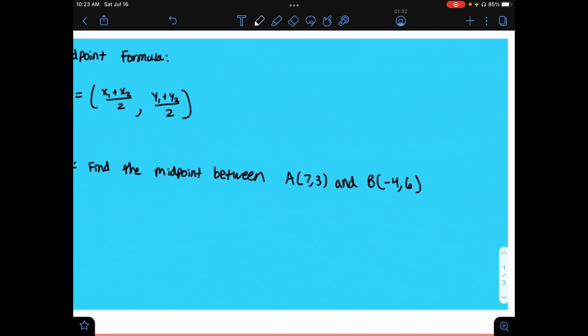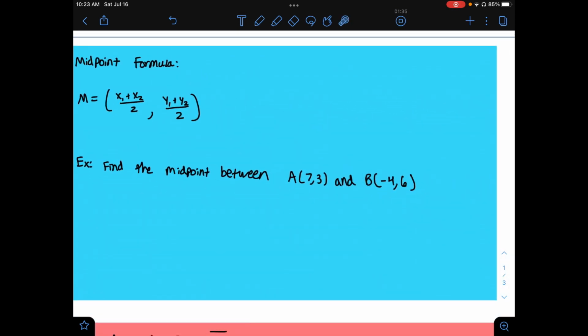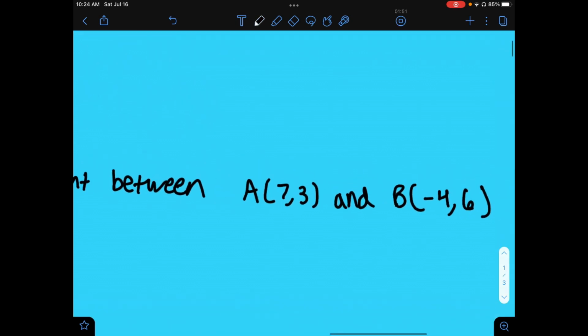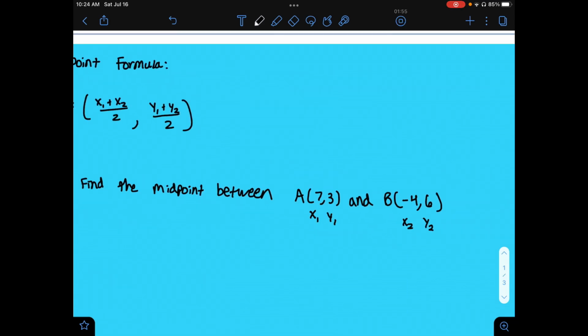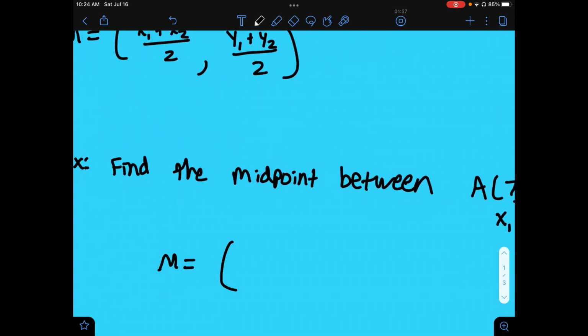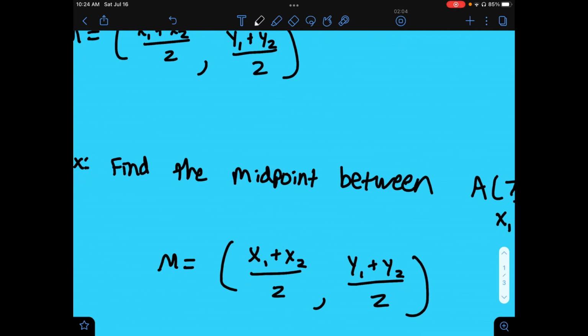Okay, now we're going to move on to the midpoint formula. So our midpoint formula is you do x1 plus x2 over 2 to find the x coordinate and y1 plus y2 over 2 to find the y coordinate. So we're going to use our example here to find the midpoint between point A, which is 7, 3, and B, which is negative 4, 6. So we're going to label them again, x1 and y1, x2 and y2. We're going to write out our equation. So we have x1 plus x2 over 2 and y1 plus y2 over 2.